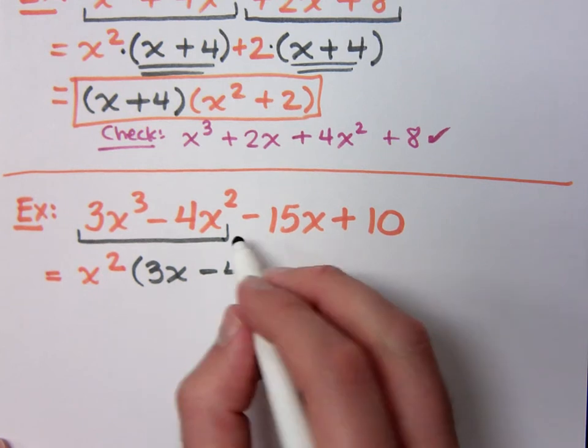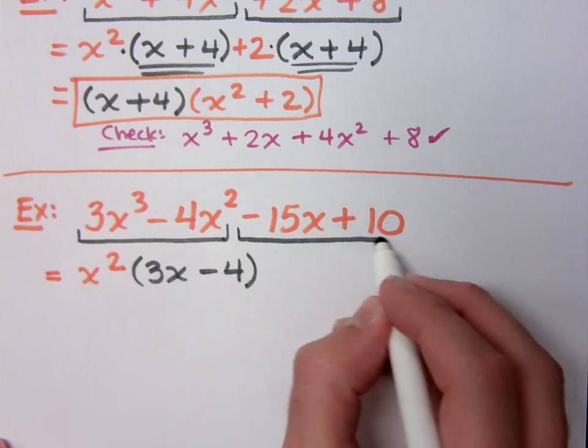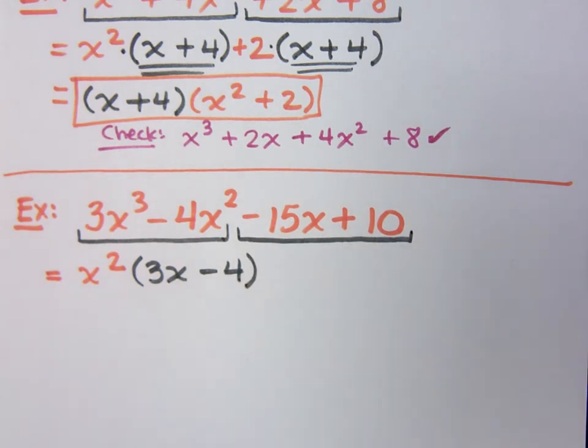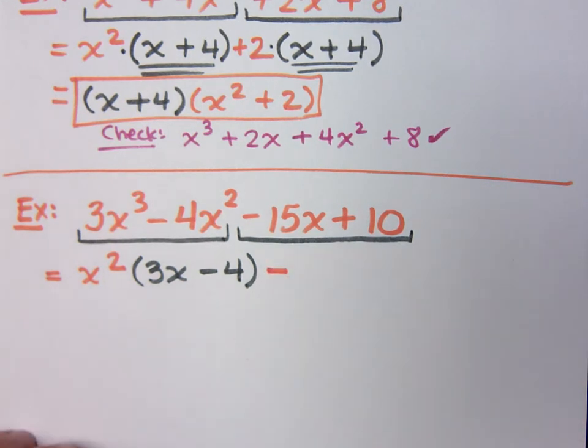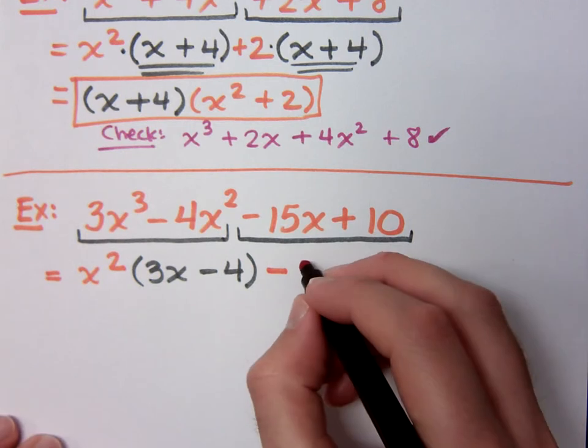In my second group, it has a negative 15x plus 10. Since I'm trying to factor something with a leadoff term that's negative, I need to make sure that I incorporate the negative along with the common factor. Just trust me on this. You want things to work out the right way. So the common factor here is negative 5.